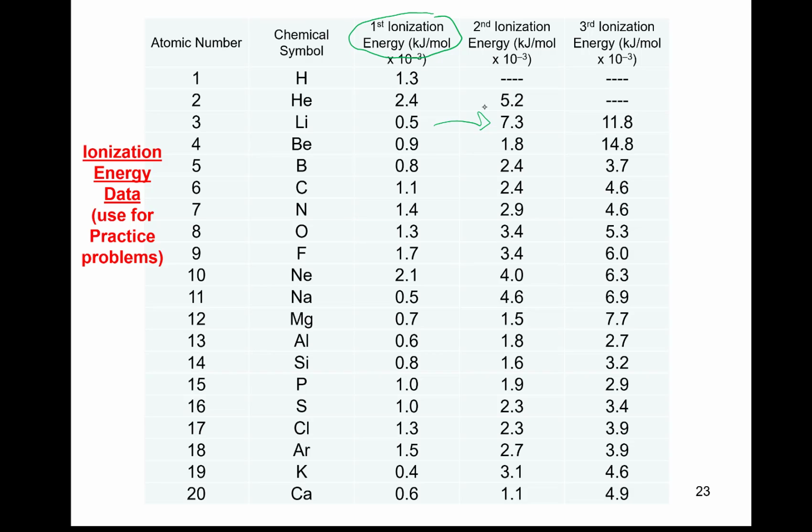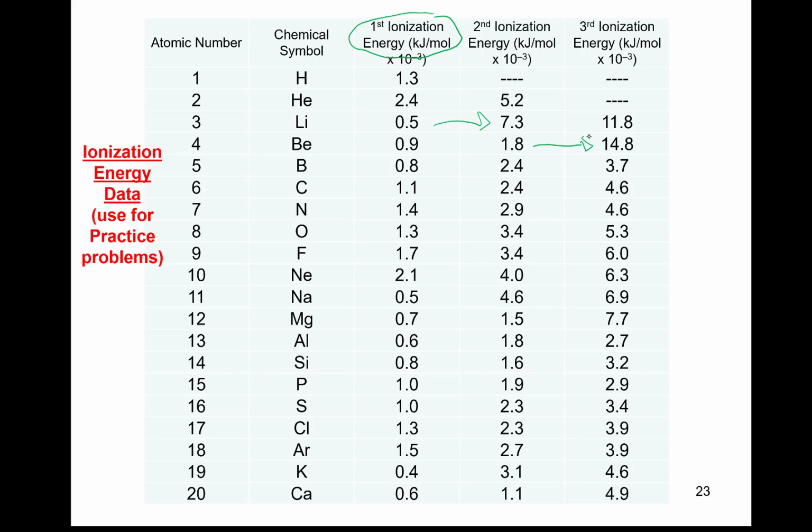Then let's look at beryllium. Beryllium is in group 2, so it wants to lose 2 electrons. The first electron only requires 0.9 times 10 to the negative third kilojoules per mole of energy. Not a lot. To remove the second one, it's 1.8. Not too much, because beryllium wants to lose those 2, but it doesn't want to lose a third electron. It's in group 2. It wants to lose 2. It doesn't want to lose 3. So notice the big jump from 1.8 to 14.8.